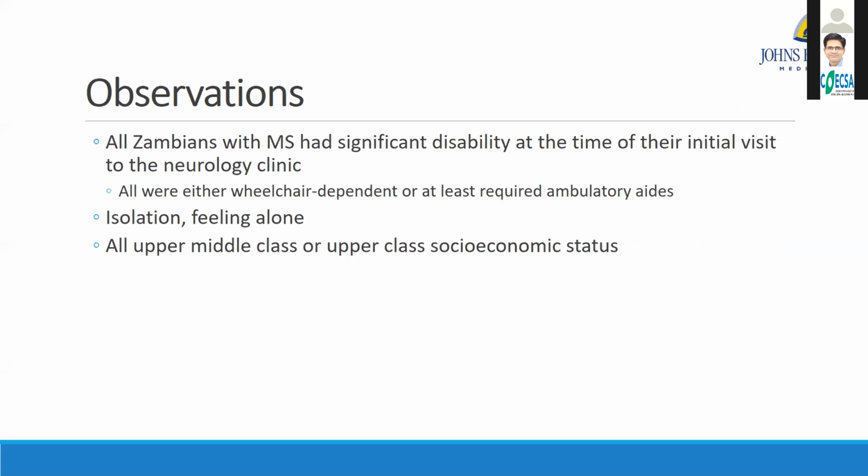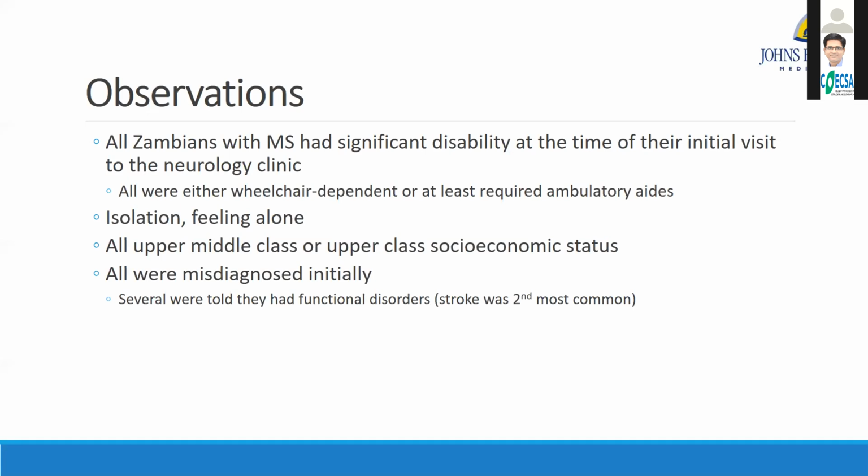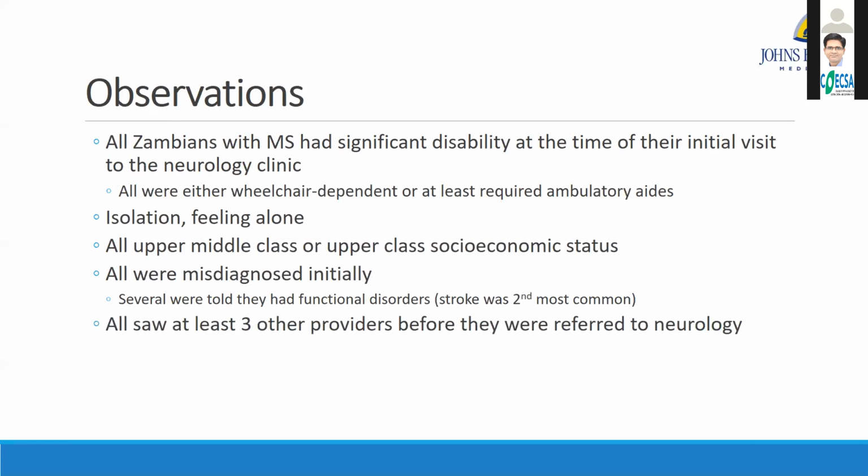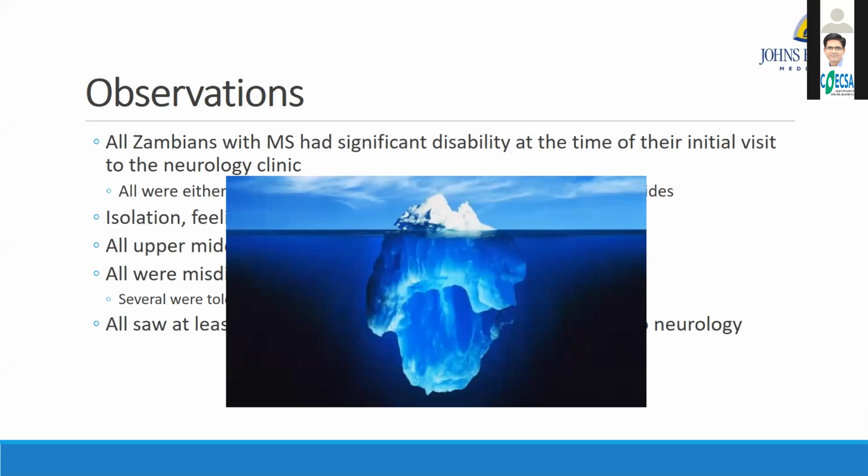They reported a sense of isolation with the diagnosis. And all of them were in either the upper middle class or upper class of socioeconomic status. All had been misdiagnosed. Several were told they had functional neurologic disorders. Stroke was the second most common diagnosis. All had seen at least 3 other providers before they were referred to us. And so I really think that we're just seeing the tip of the iceberg of MS patients here. I don't think MS only affects wealthy Zambians. I think they're just the only ones who have the means and ability to keep pushing through the healthcare system to get a different answer.